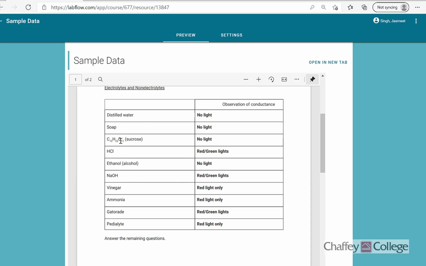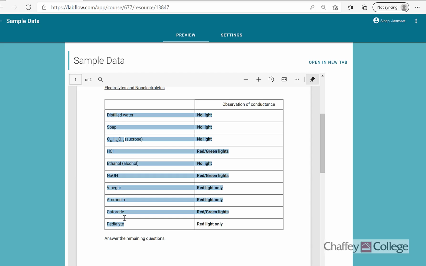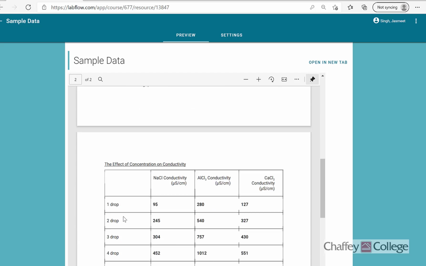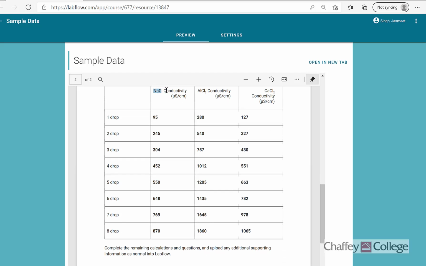So for example, in the case of HCl, both red and green lights are on, so it means it's a strong electrolyte. Soap solution, on the other hand, has no light, so therefore it's a weak electrolyte. We will use this data to figure out which of these solutions contain a non-electrolyte, which contain a strong electrolyte, and which contain a weak electrolyte.